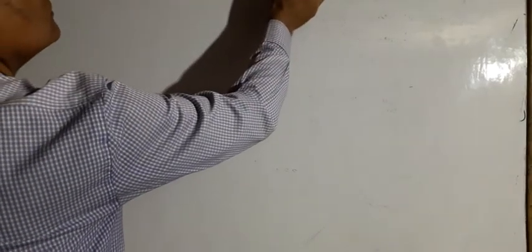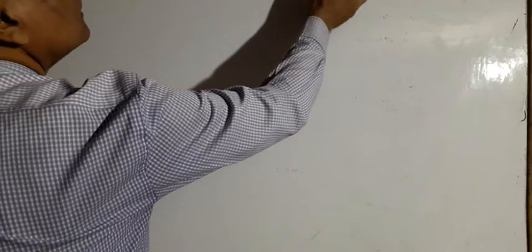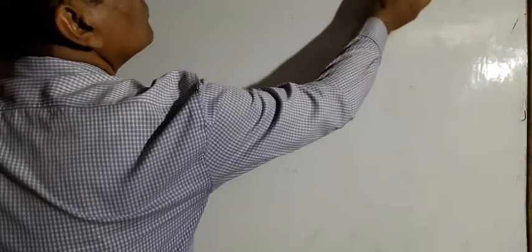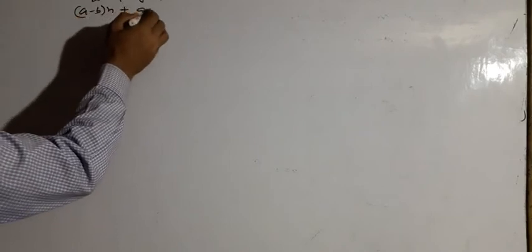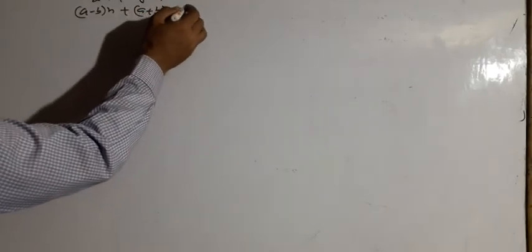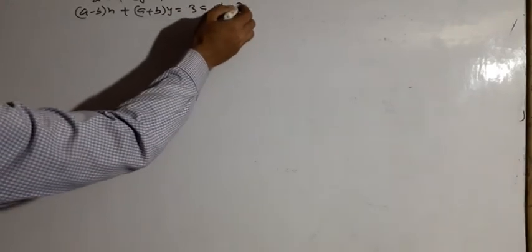Find the values of a and b for infinite solution. 2x plus 3y equal to 7, and (a minus b) into x plus (a plus b) into y equal to 3a plus b minus 2.